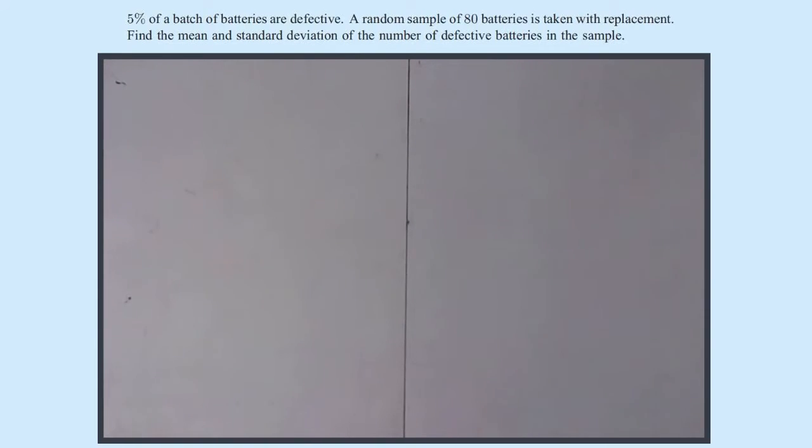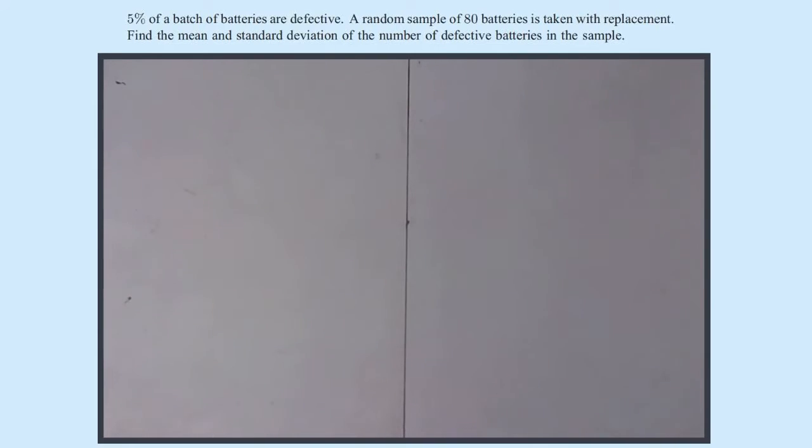Looking at this, I know I've got a binomial probability situation. I know that because you've got the number of trials involved. Firstly, these 80 batteries taken, all trials are independent of each other. I know that because it says a battery is taken with replacement. So once you put the battery back, you ensure that it's going to be exactly the same situation next time.